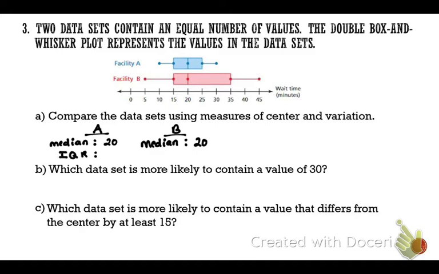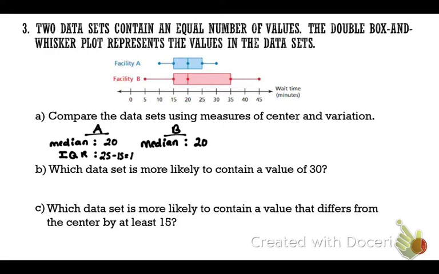Autumn, how do I find the IQR again? It's the biggest number in the box minus the smallest. Good job. The biggest number in the box and subtract the smallest number in the box. So what are your numbers that we're going to be subtracting? In facility A is 25 minus 15. 25 minus 15 is correct. So what's the IQR?